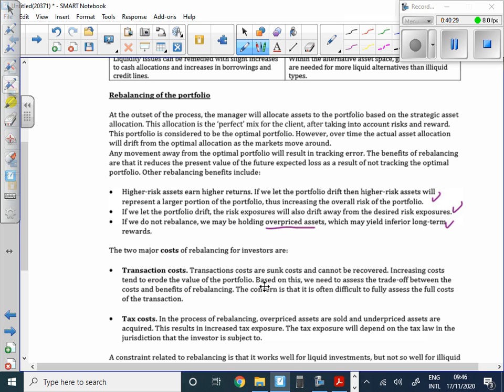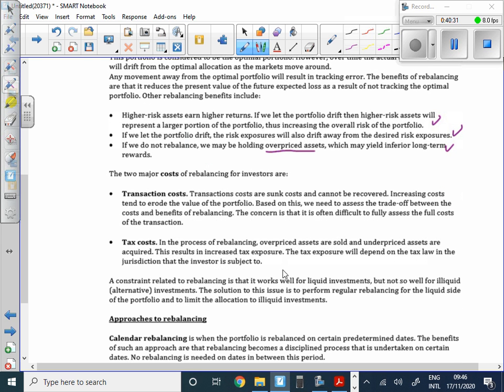There are two major costs involved with rebalancing. In other words, why don't I rebalance all day, every day? Because there are costs.